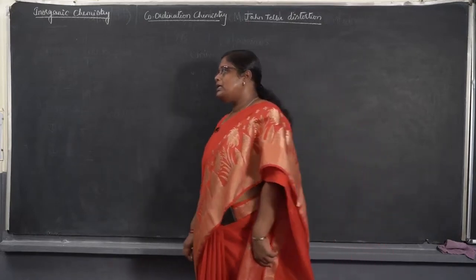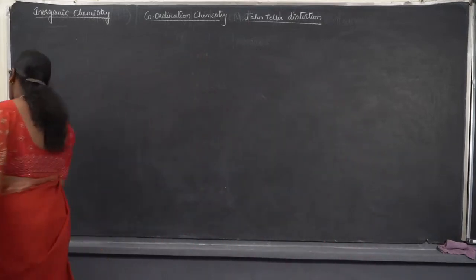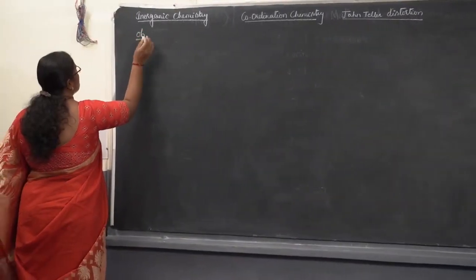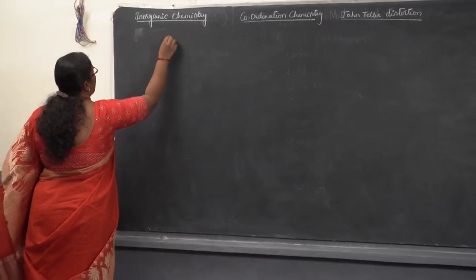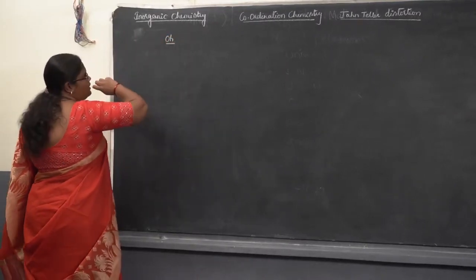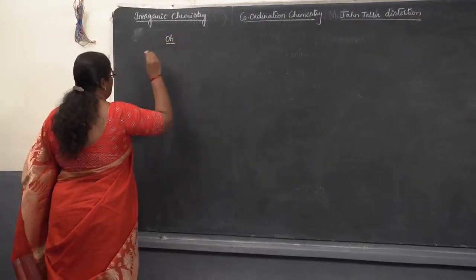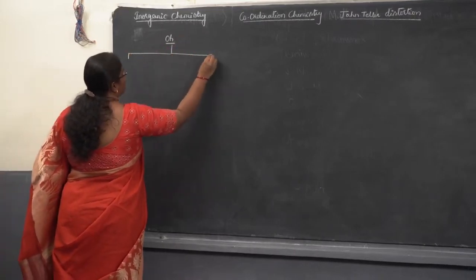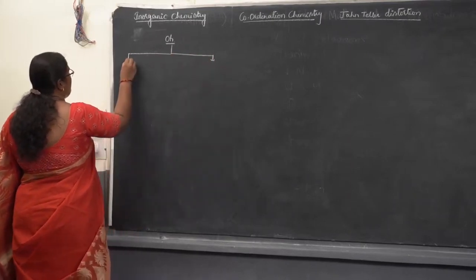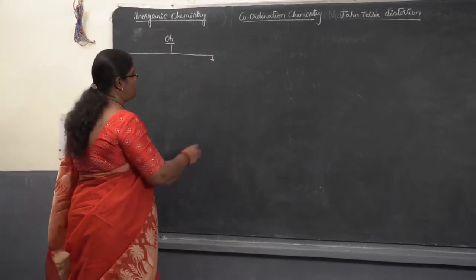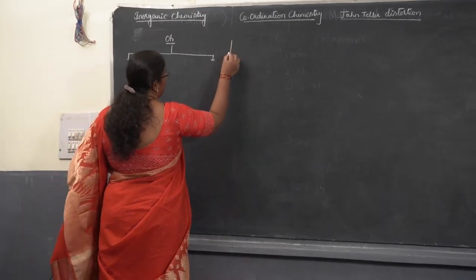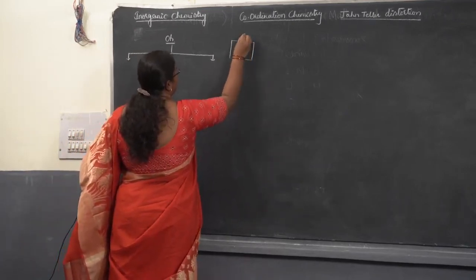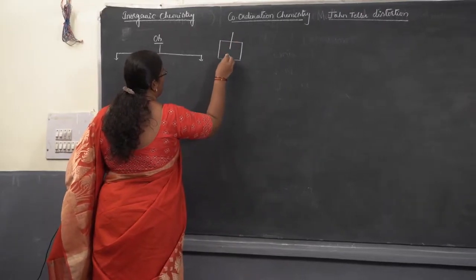So what are the types of distortions possible in octahedral geometry? Octahedral geometry is the perfect symmetrical geometry. So along the C4 axis, we can have two types of distortions. So in the octahedral geometry, where do we have the C4 axis? So this is the octahedral geometry.